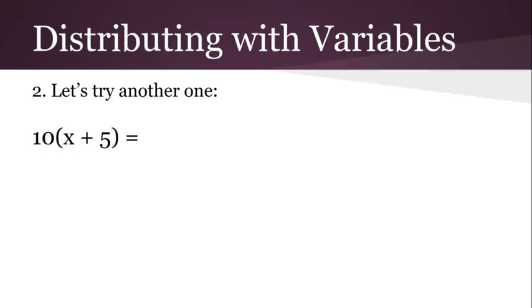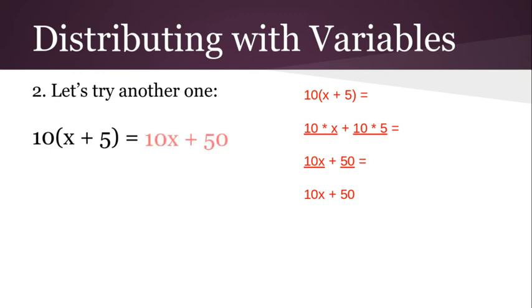Let's try another one together. 10 times x plus 5. We then multiply 10 times x plus 10 times 5. We get 10x plus 50 as our result. Your answer to this problem is actually called an expression. Expression because we cannot go any further with our calculations because that variable has an unknown value.